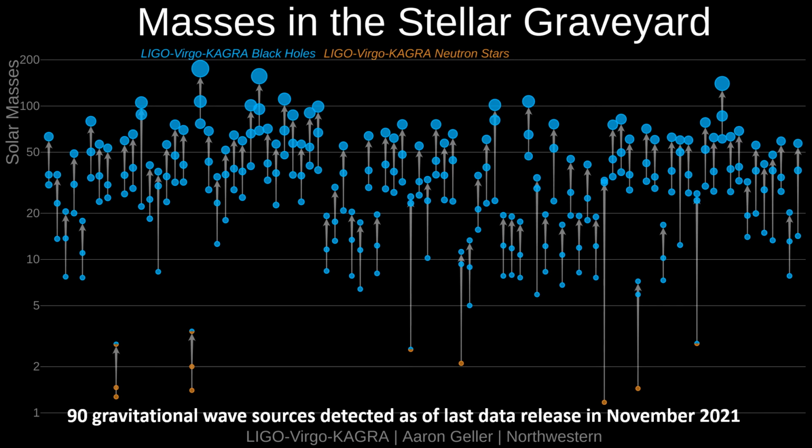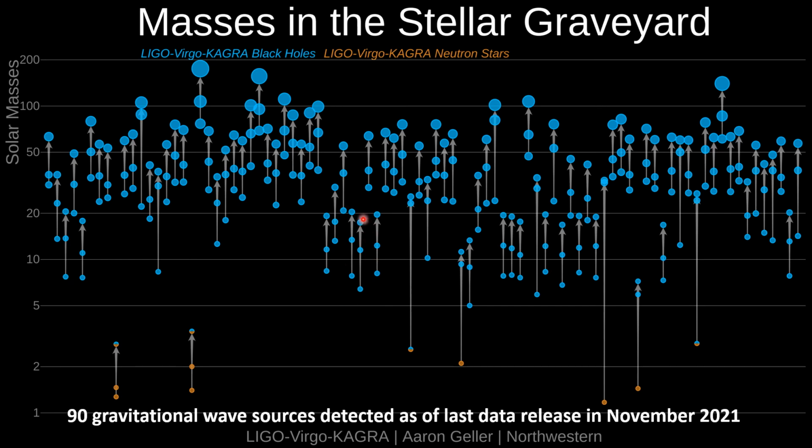So to wrap things up here, I want to show you a very classic graph that you often see released with a lot of the press releases for gravitational waves. These are the masses in the stellar graveyard, or basically a chart that shows the two objects orbiting one another, their masses, and what they combine into, or how massive an object they create. So basically, either yellow or blue. The yellow are neutron star collisions. The blues are black hole collisions.